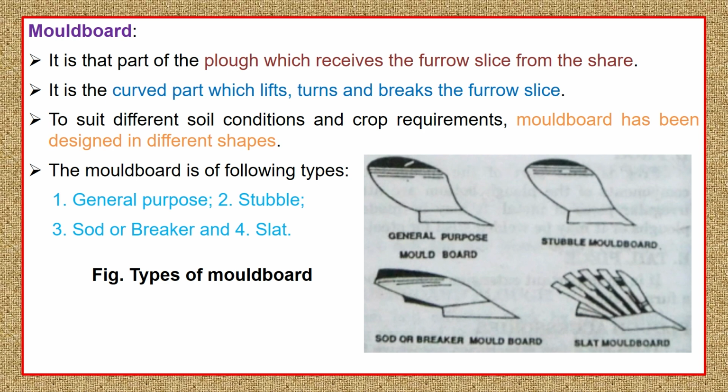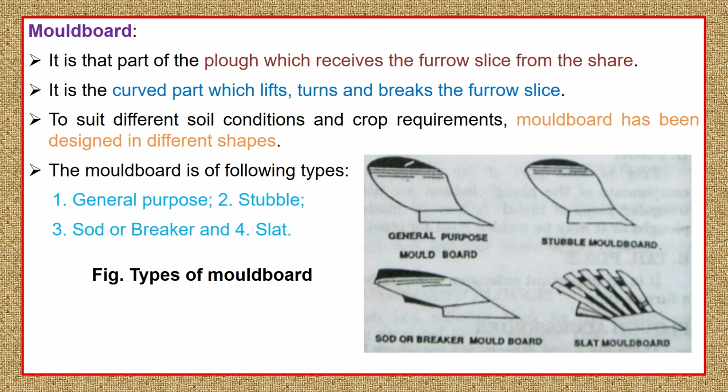The third type of moldboard is the sod or breaker moldboard, which has a shorter moldboard in terms of width and abrupt curvature at the rear. The stubble type moldboard plough is not suitable for a field that is completely covered with soil cover plant material. Where soil cover plants are present in the field, the stubble moldboard can't work satisfactorily.